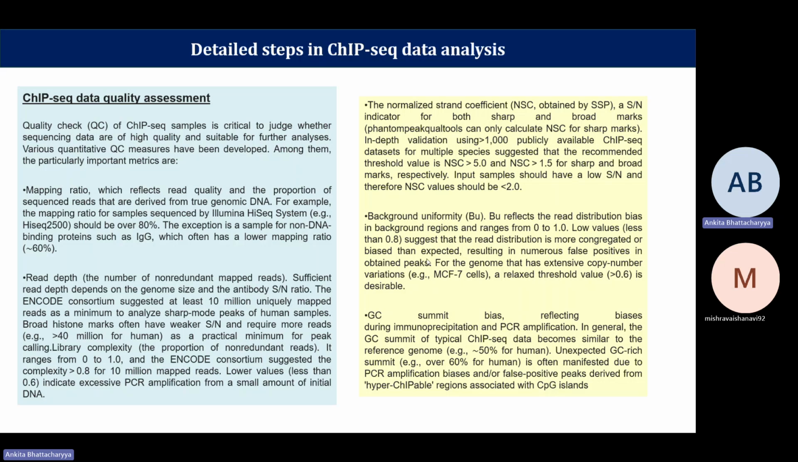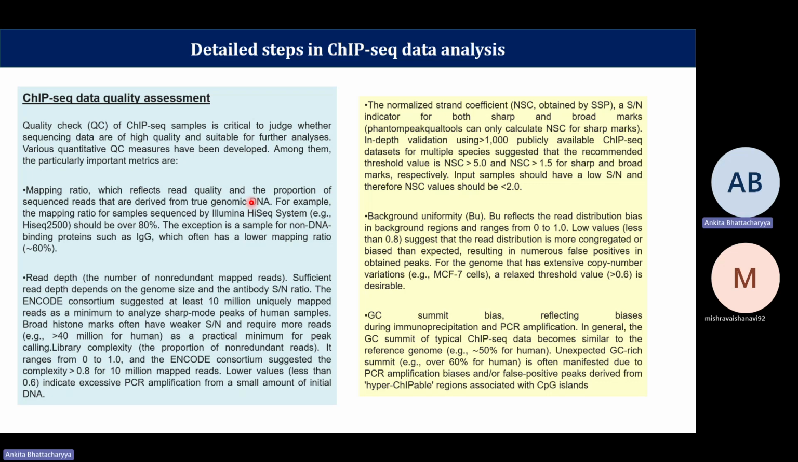The first is mapping ratio. This is your first metric, which shows the read quality and what proportion of the sequenced reads have been derived from true genomic DNA. For example, the mapping ratio for samples that have been sequenced by Illumina HiSeq should be over 80%. The exception here is a sample for non-DNA binding proteins like IgG, which usually have a much lower mapping ratio.